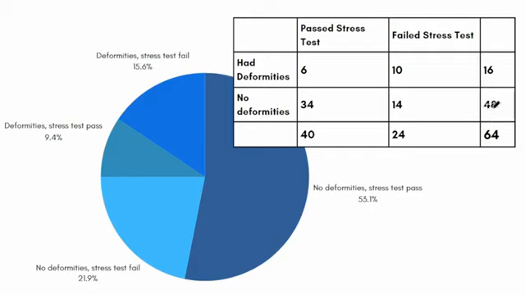Of the 48, 14 failed the stress test and 34 passed the stress test. Of the 16 that had deformities, 10 of them failed the stress test and 6 of them passed the stress test. This all adds up to 40 that passed the stress test and 24 that failed the stress test. Now this is all put into a pie chart as well with their respective percentages.